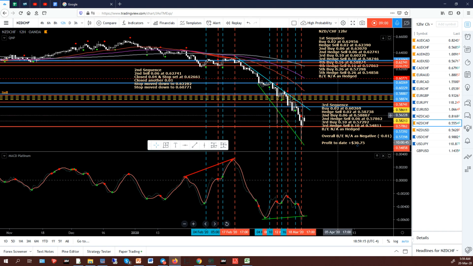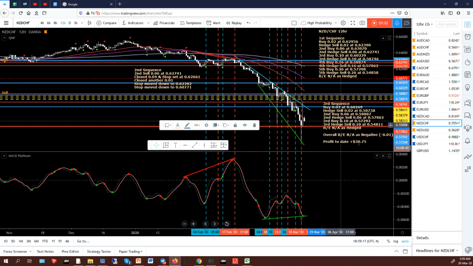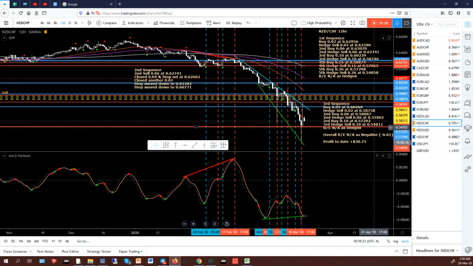And a third hedge sell on this sequence here. So they're basically the same price, close to the same price in a way. And overall break even on that sequence is also not applicable, it's hedged.